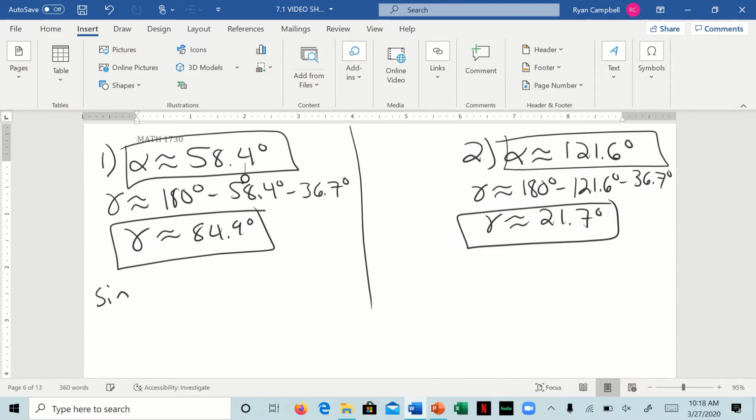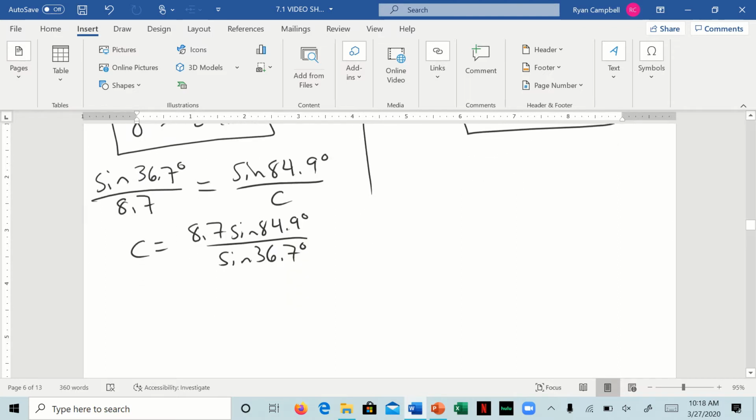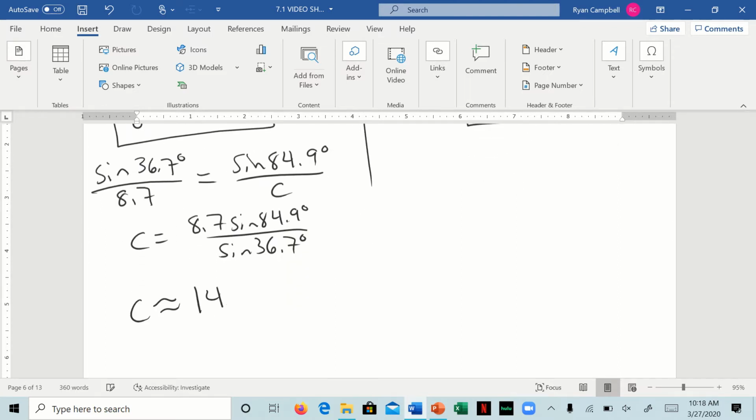So we get sine of 36.7 over 8.7, right? That's beta and B. And that equals sine of 84.9 degrees over C. If we multiply these out, rearrange them, we see that C is going to equal 8.7 sine of 84.9 degrees divided by sine of 36.7 degrees, which means that C is about 14.5. So this is one answer.